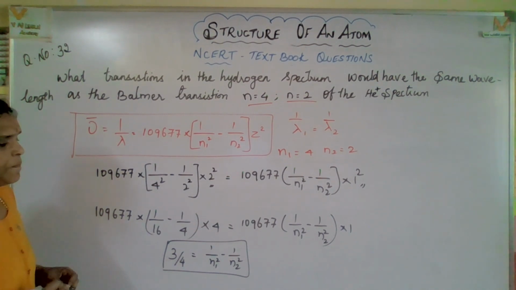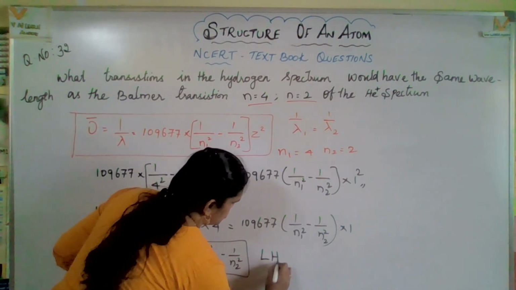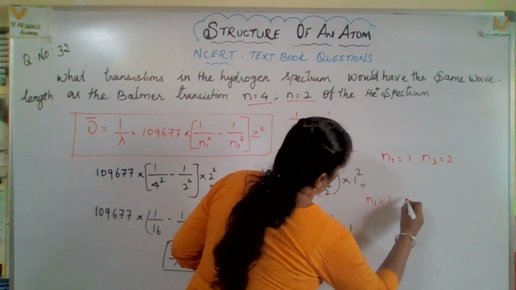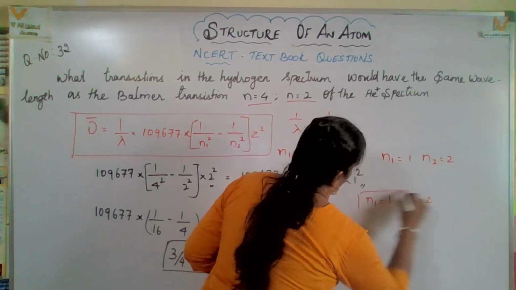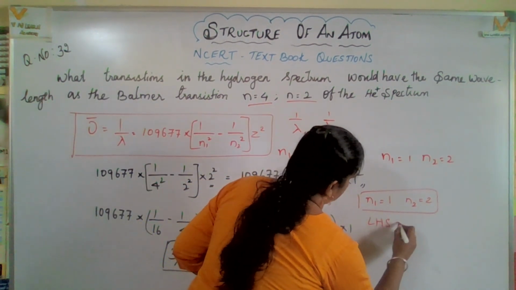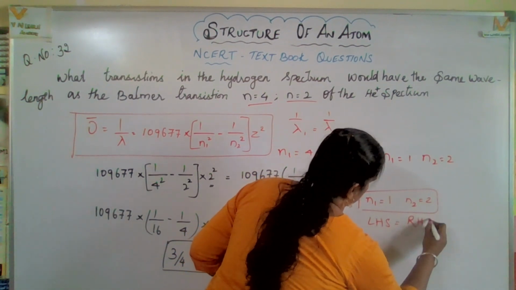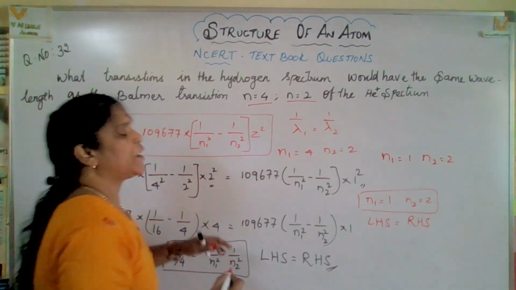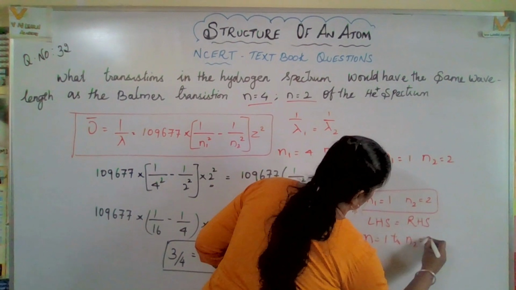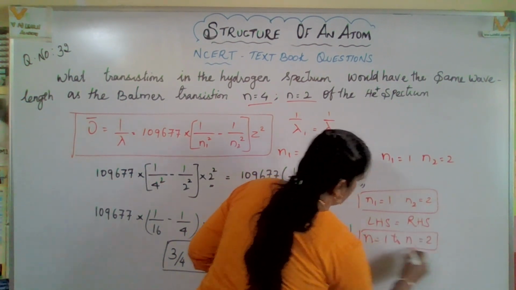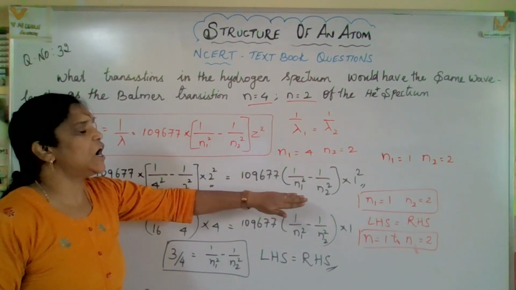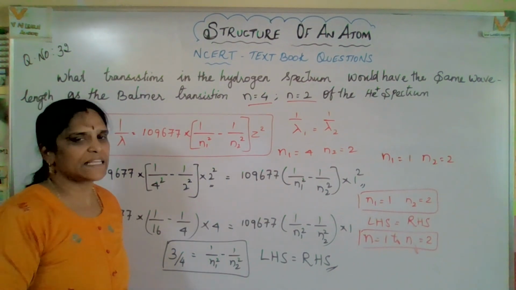So that means here LHS is equal to RHS. N1 equal to 1, N2 equal to 2. Suppose if we put it like this also, left side is equal to right side. So here the transition is from n equal to 1 to n equal to 2. So these both have the same wavelength, as we see like this. I hope you got an idea how to follow. Yes, let's go for the next question.